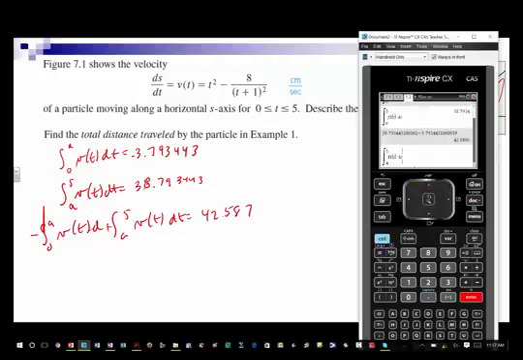I'm going to go from 0 to 5, and again I want this to be the absolute value of f1 of t. Get rid of this. That should work, and there we go. We see we get the same answer.